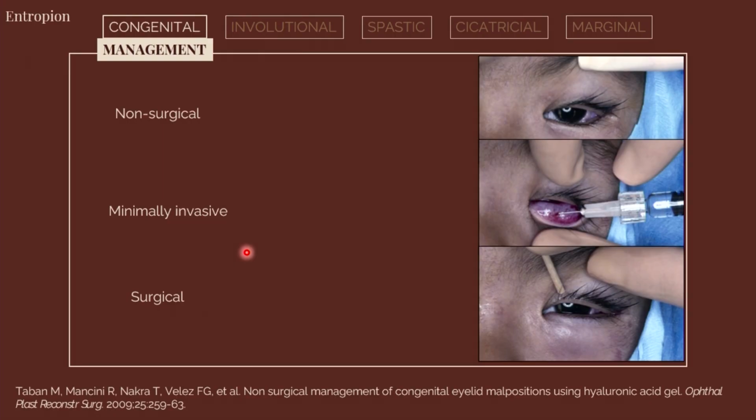So in general, the management of congenital entropion could be non-surgical, where we just give lubricant eye drops for symptomatic relief. It could be minimally invasive, where we give hyaluronic acid or basically any filler injection into the posterior lamella, in the plane of the lower lid retractors. It causes expansion of the posterior lamella. And we also have surgical management.